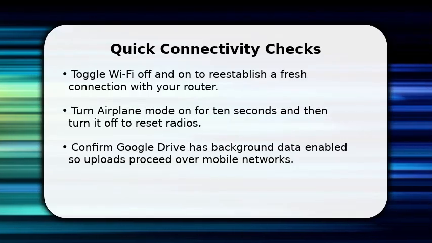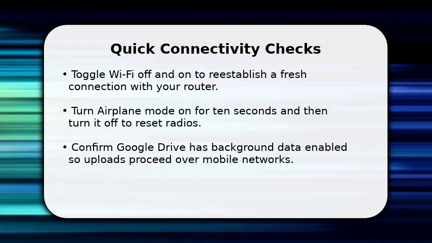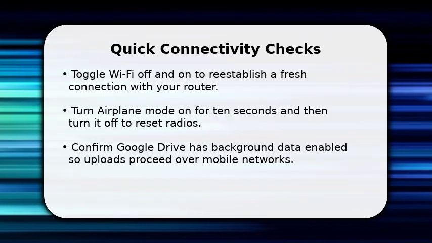First, check simple connectivity to resolve waiting for Wi-Fi quickly and reliably. Toggle Wi-Fi off and then on to re-establish a fresh connection with your router. If that fails, enable airplane mode for 10 seconds and then disable it to reset cellular and wireless radios.